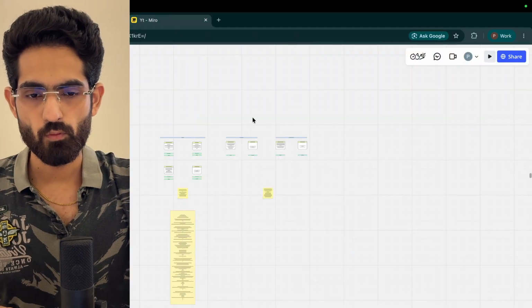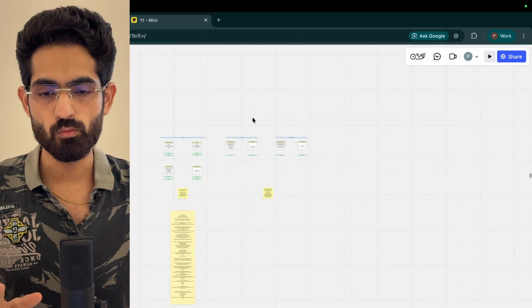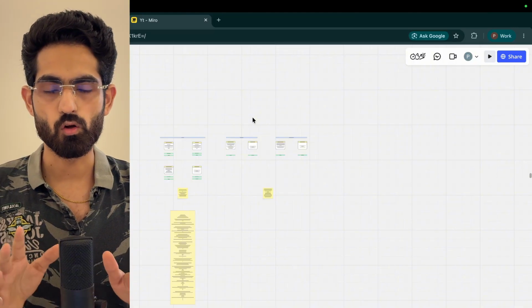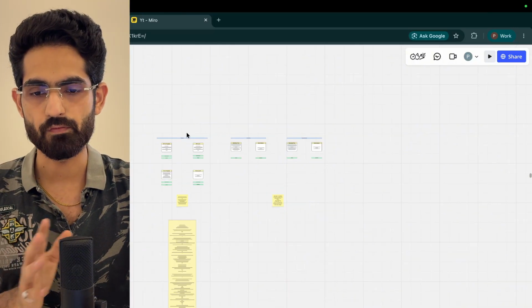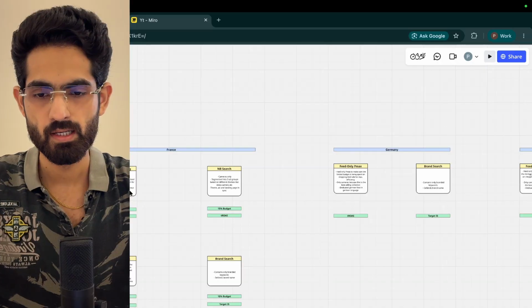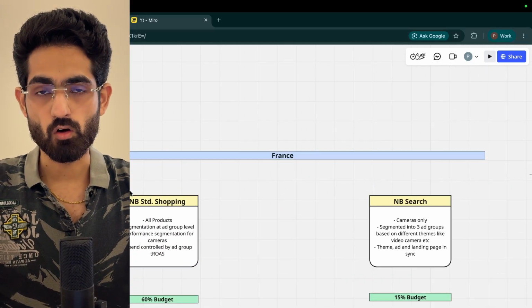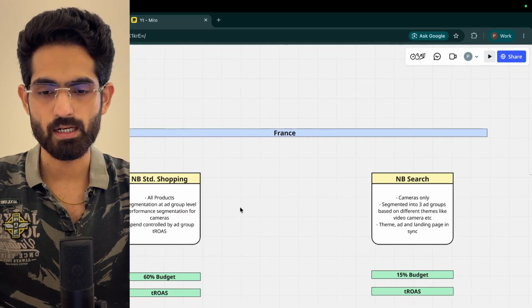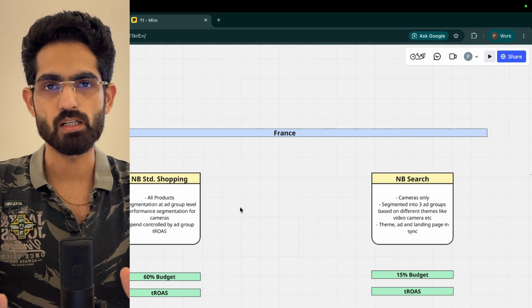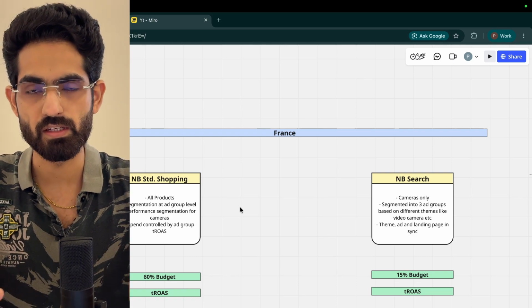Alright, so they want to advertise all across the EU, but their main market is France, followed by Germany, and this is how we have structured the campaigns for each of the markets. So for France, we have a main non-brand standard shopping campaign. They basically sell cameras and 2 or 3 other categories very close to that.